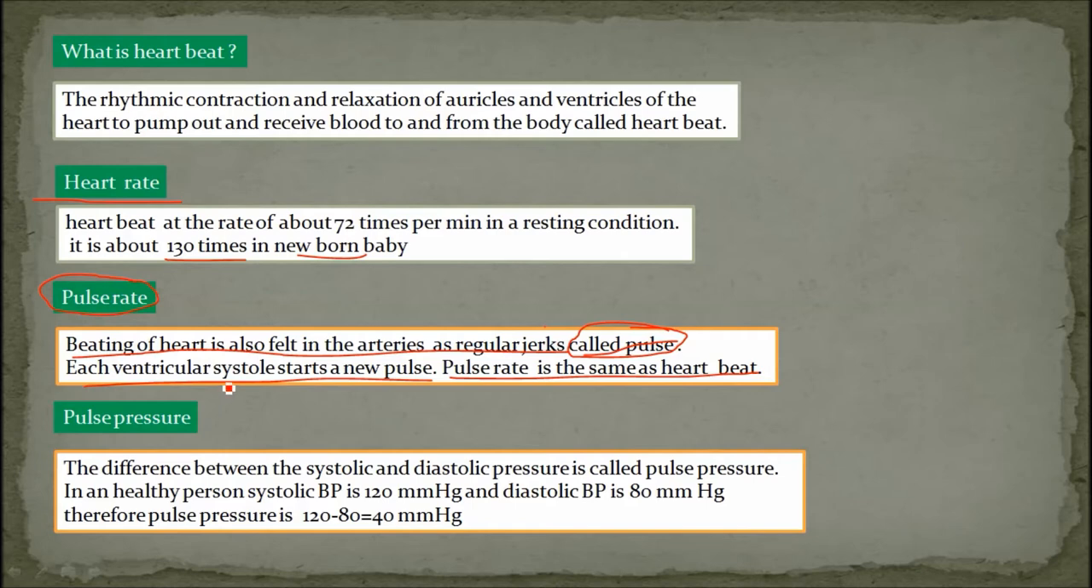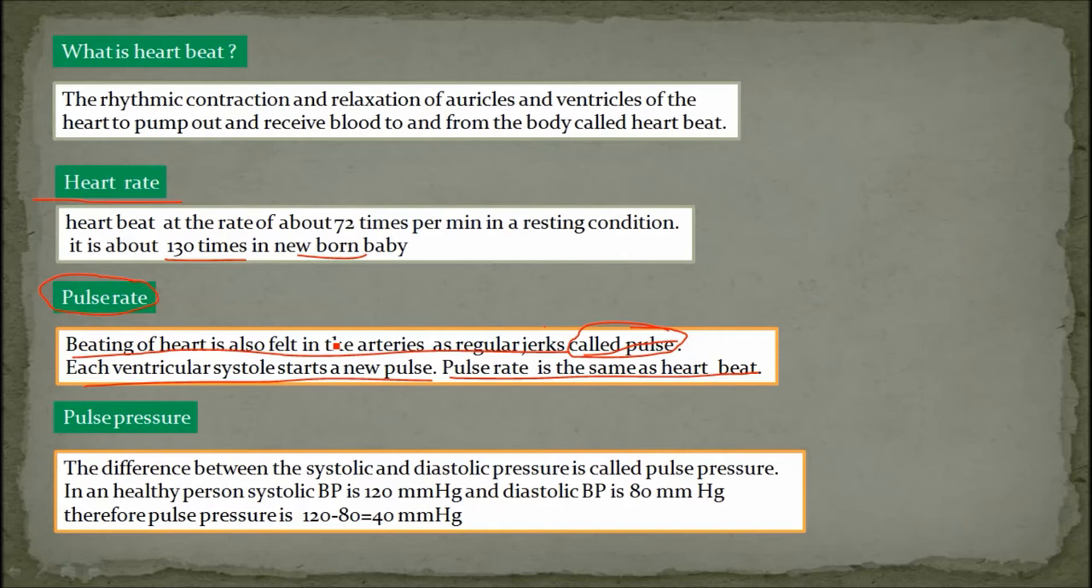So the beat of the heart is also felt in the arteries as a regular jerk. It is called pulse. Each ventricular systole starts a new pulse, because when the ventricle relaxes, the ventricle releases the pure blood, that is the oxygenated blood, into the aorta, and the aorta distributes the pure blood throughout the body. So a new pulse should be generated over there, and the pulse rate is the same as the heartbeat. I hope you understand this topic.